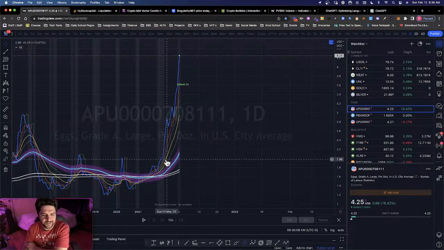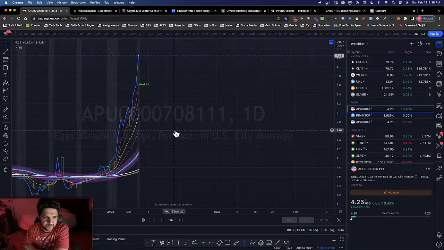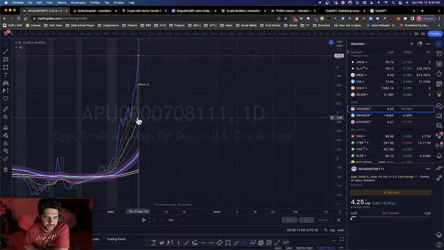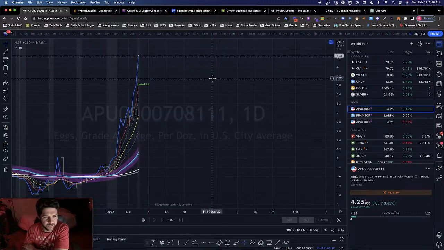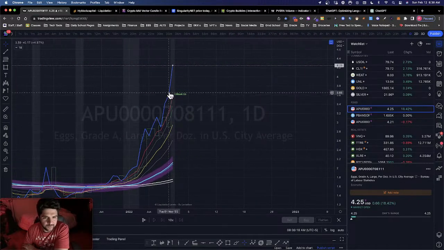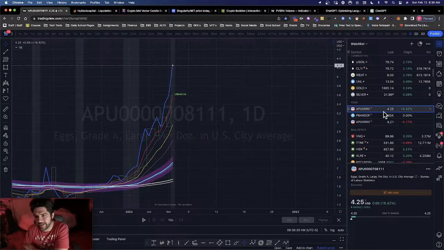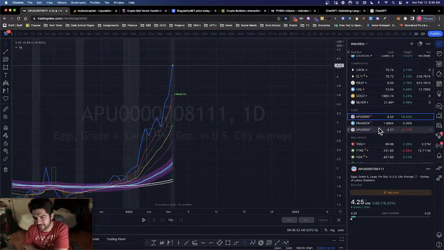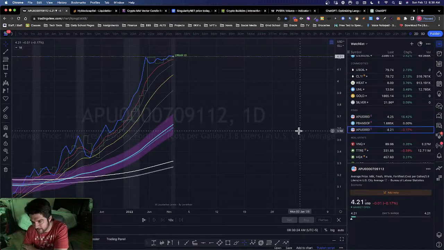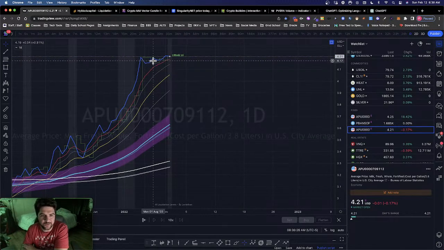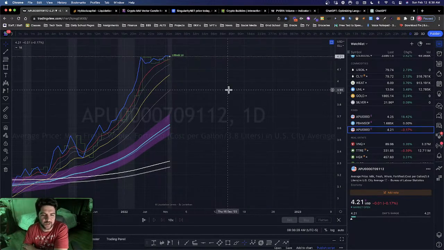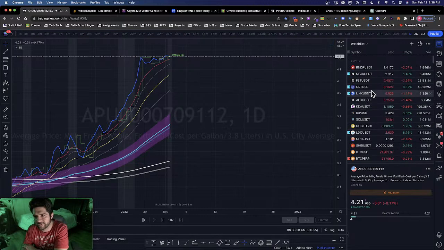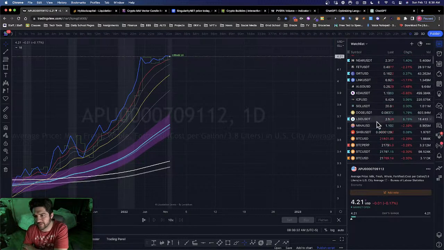Here's your eggs. Eggs, since January, looks like topped out. But, right? Bananas went bananas. What was this one? Average price of milk and all that other stuff. It's just trending higher, just holding your 5 EMA. All right. And what do they do?